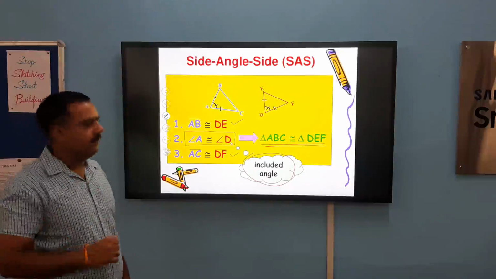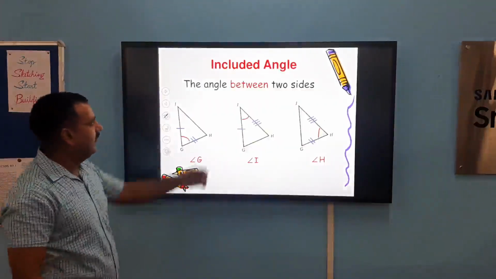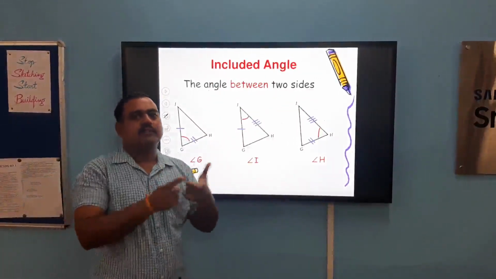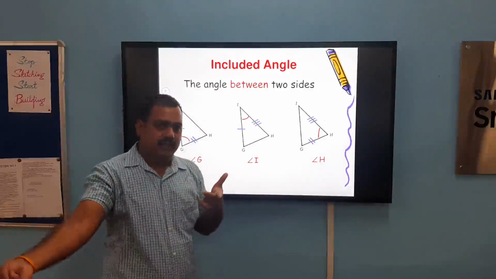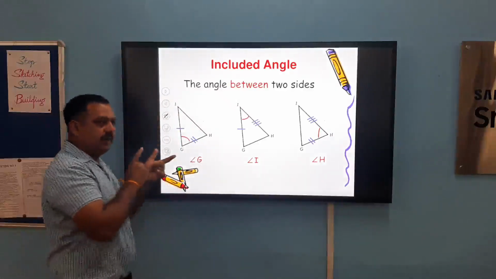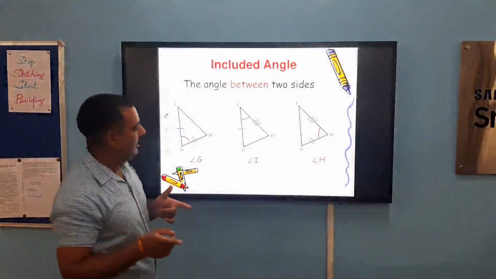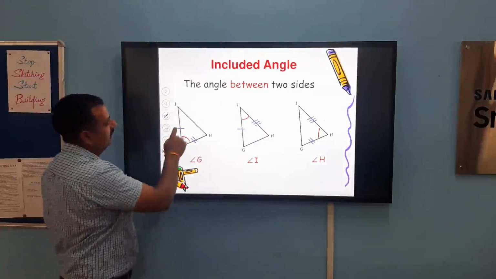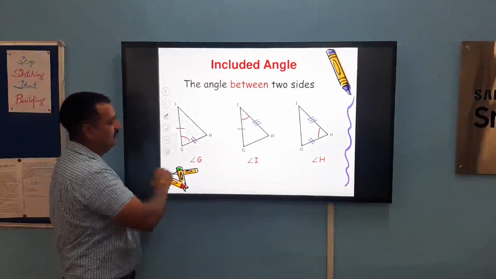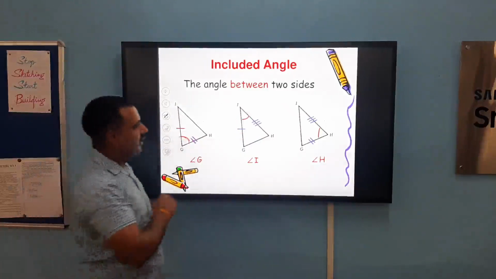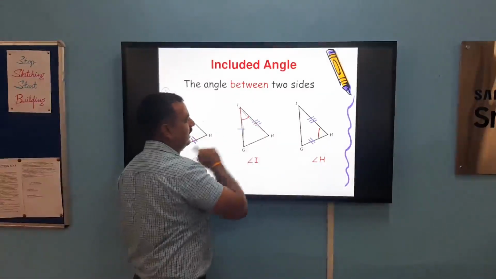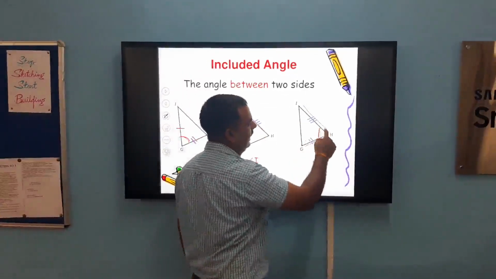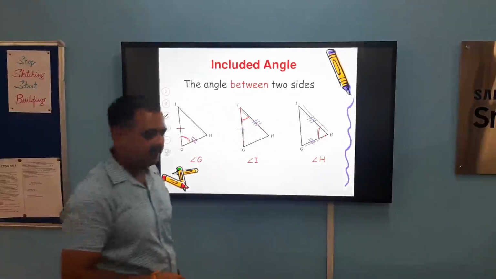Now, what do we mean by included angle? Included angle means the angle between two sides, the two sides which are equal to the other two sides of the triangle. The angle that lies between those two sides is known as the included angle. So here we take an example. In this triangle IGH, if we take sides IG and GH, then the included angle is G. If we take this side and this side, then the included angle is I. If we take sides GH and IH, then the included angle is H.